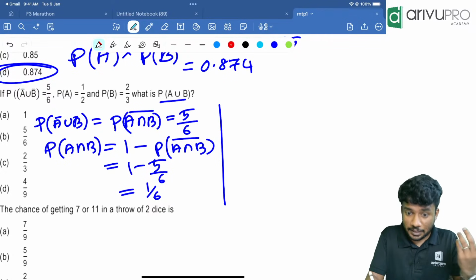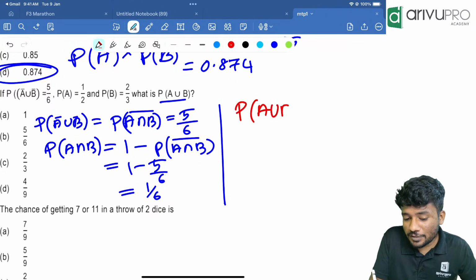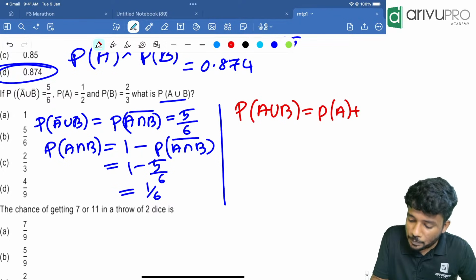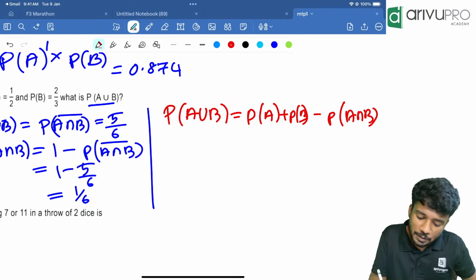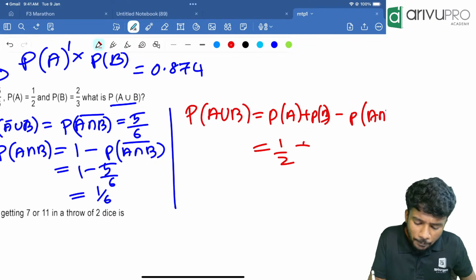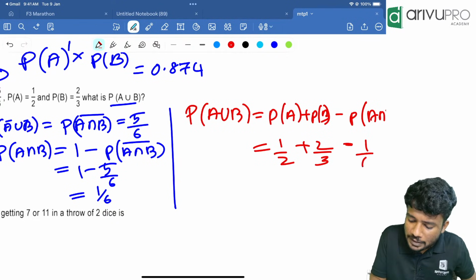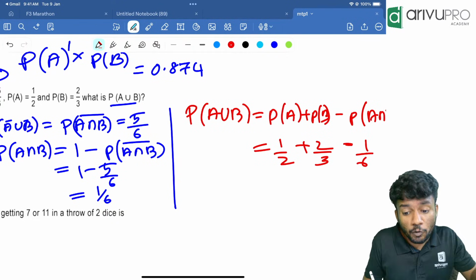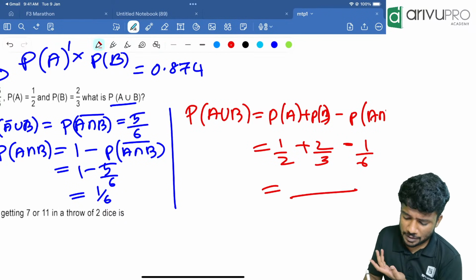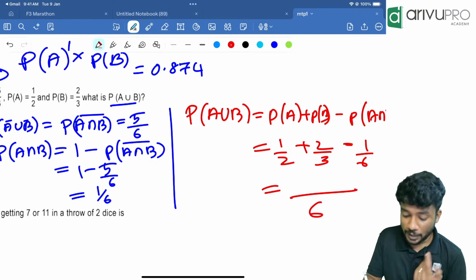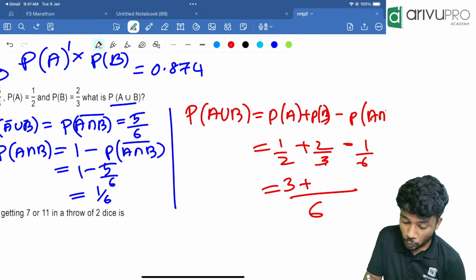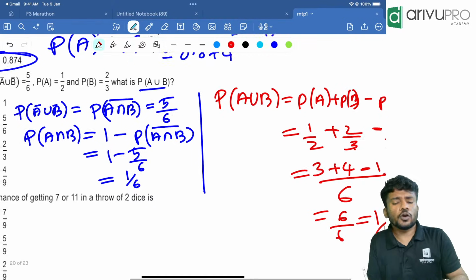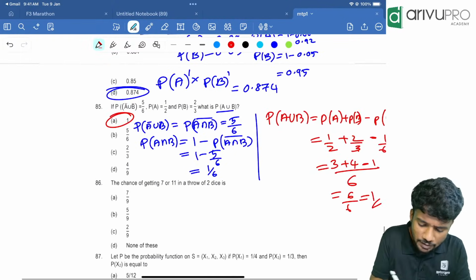Take your calculator, that is the easiest way. P of A union B, what is the formula? P of A plus P of B minus P of A intersection B. That is 1 by 2 plus 2 by 3 minus 1 by 6. Now either you can do LCM or use calculator. Now I am taking LCM. 6 is the LCM. 2 should be multiplied 3 times. 3 should be multiplied 2 times. That means 3 plus 4 minus 1, that is 6 by 6, which is equal to 1. Or you can directly use calculator and get the answer. Option A is the answer.